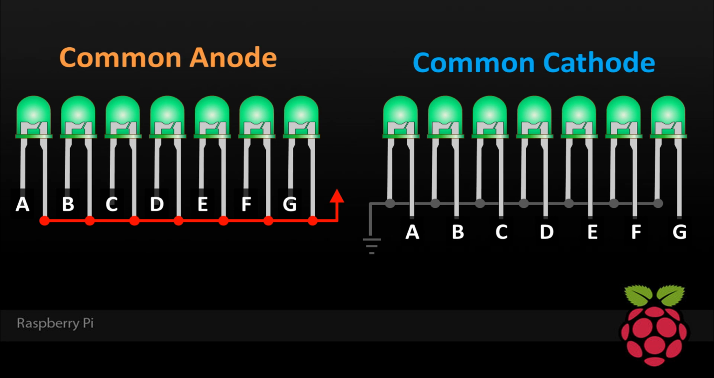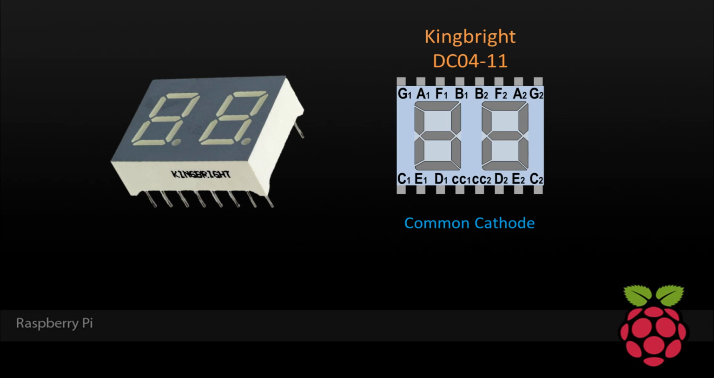When purchasing an LED display, you can choose between common anode, where all the LED anodes are connected together, or common cathode, where all the LED cathodes are connected. I'll start with a Kingbright DC04-11 LED display, which is a dual-digit common cathode. It's a good match for the Pi because it's bright and energy efficient.